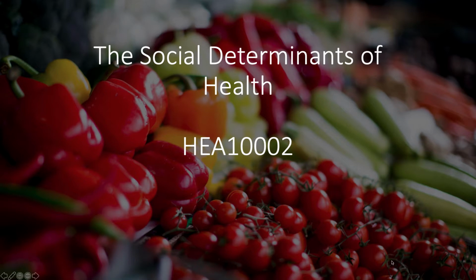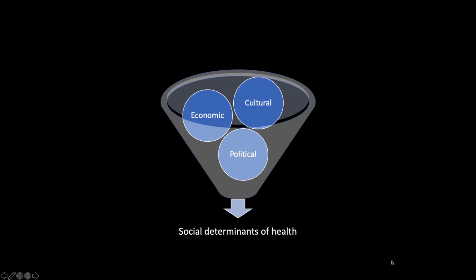Welcome to week 5 of HEA 10002. In this subject, we first spoke about biological determinants of health, those factors that predispose certain people to certain types of diseases. These included genetics, age, sex, and ancestry. We then turned our focus to culture, and we did that as we know that experiences of health, well-being, and of disease are culturally dependent.